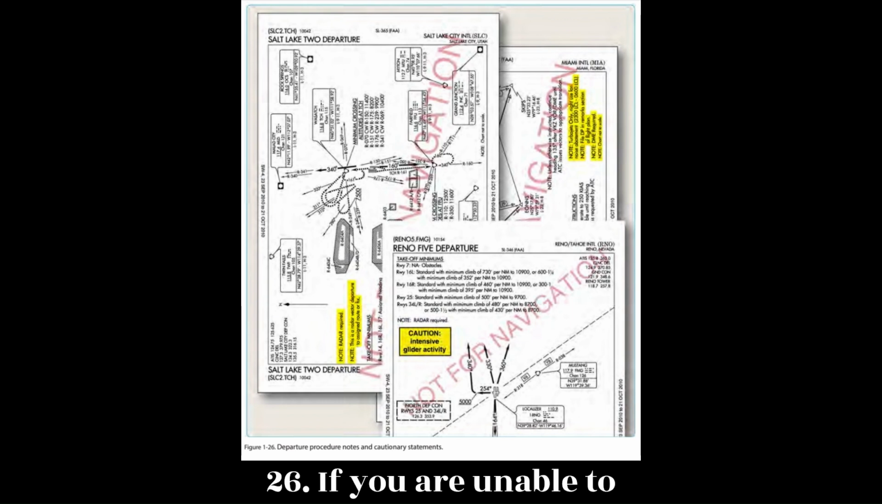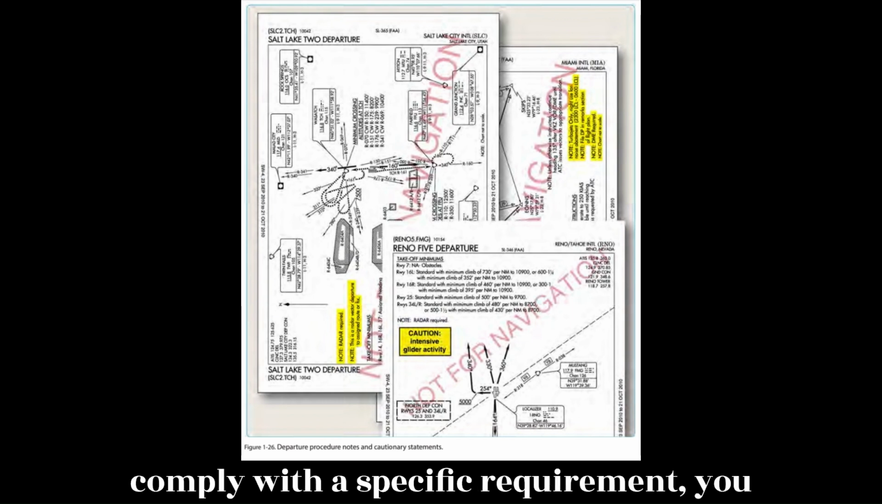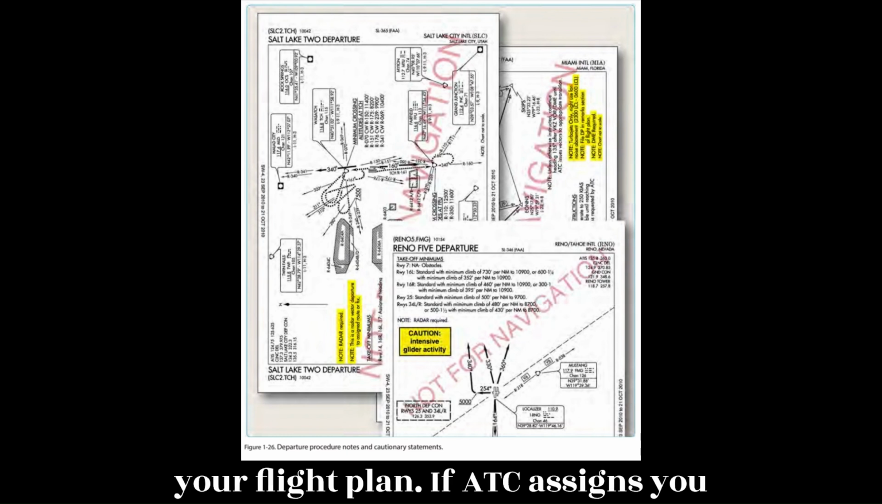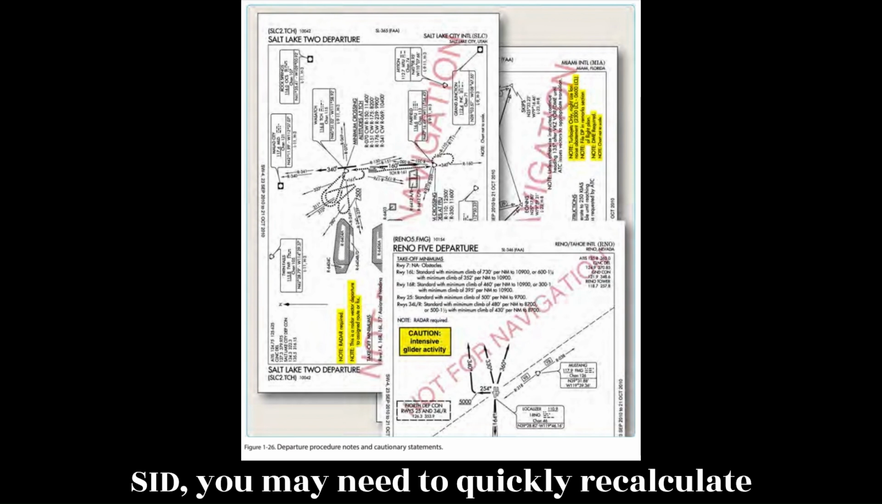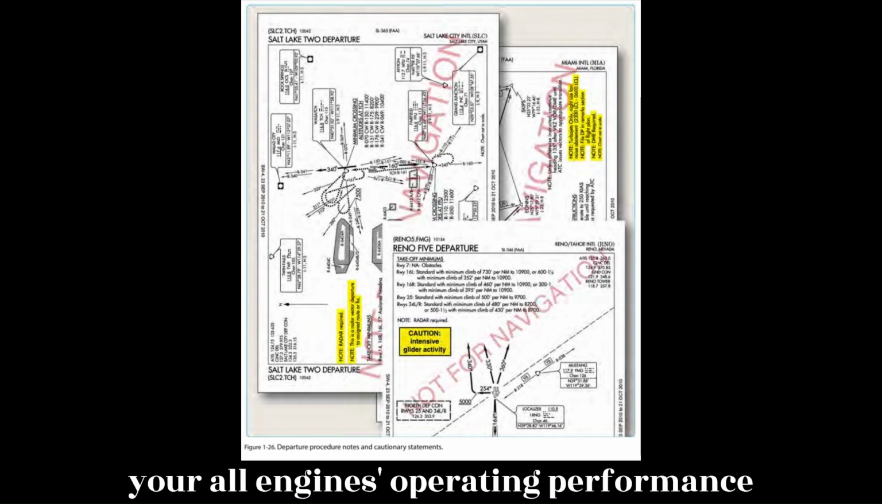Figure 1.26. If you are unable to comply with a specific requirement, you must not file the procedure as part of your flight plan. If ATC assigns you a SID, you may need to quickly recalculate your all engines operating performance numbers.